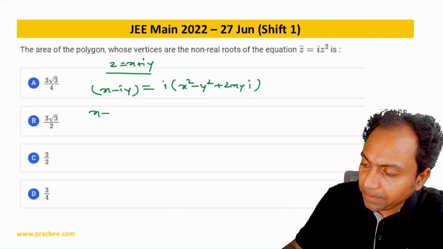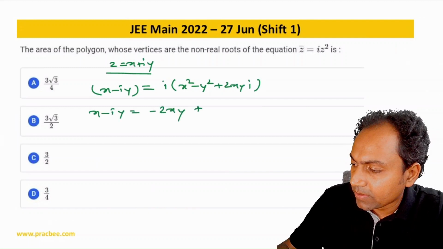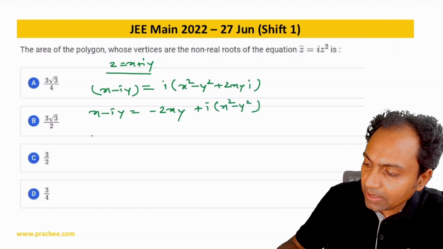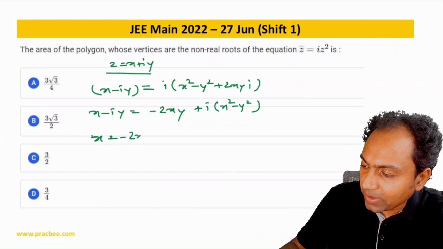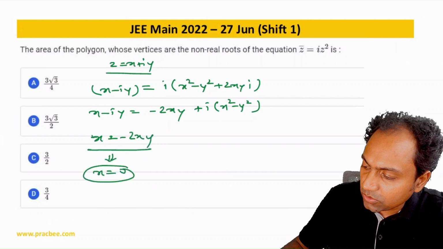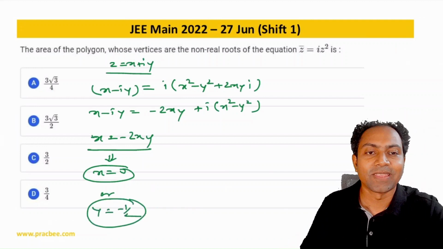Now if you compare the real and imaginary part, you can see that it can be written as minus 2xy plus I times x square minus y square. So if you compare real part, x is equal to minus 2xy. If I solve it, there are two solutions that we are getting, x equal to 0 or y is equal to nothing but minus 1 by 2.